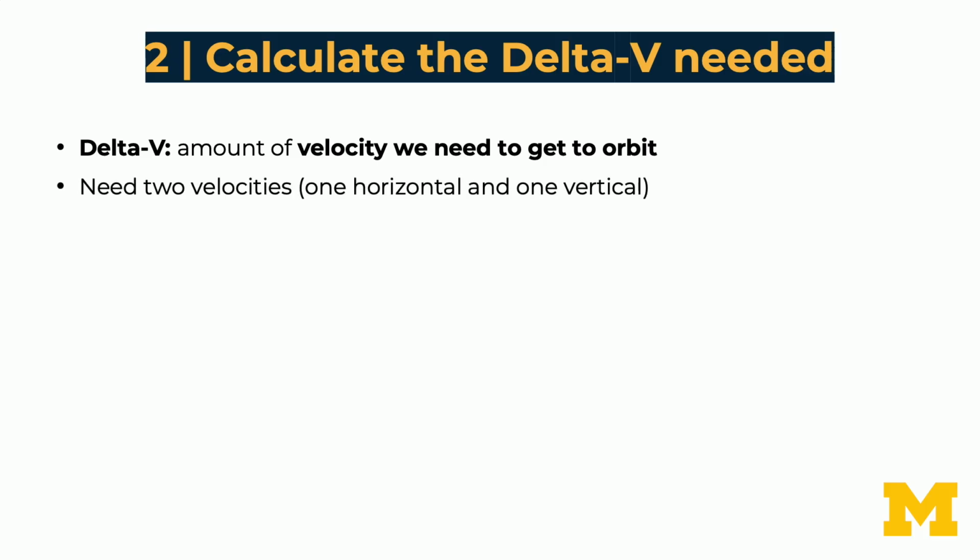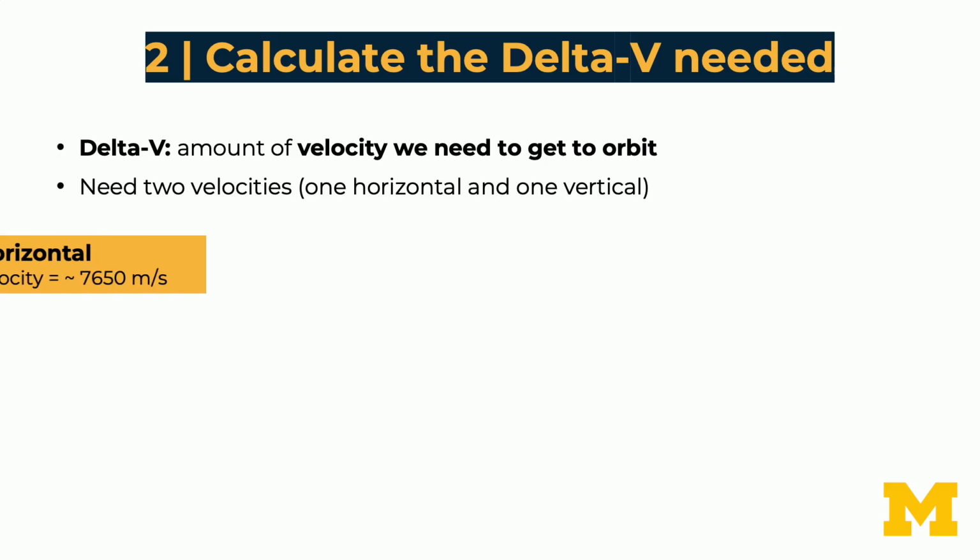And we need actually 2 velocities. The first velocity that we need is around the Earth. So that is the velocity of a low Earth orbit satellite. And then we need to actually go from the ground up to that altitude. And so we need a vertical component of the velocity, and we need a horizontal component of the velocity.